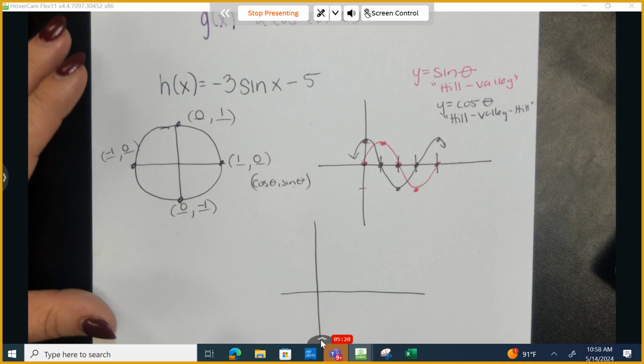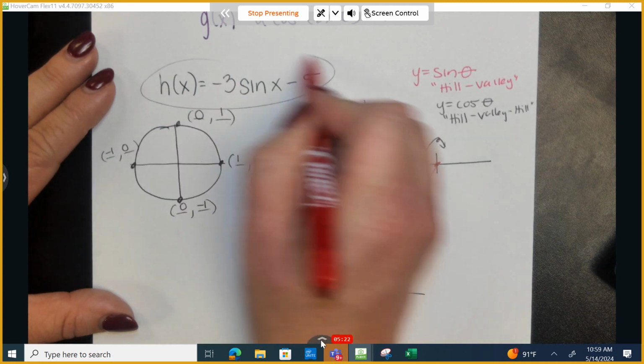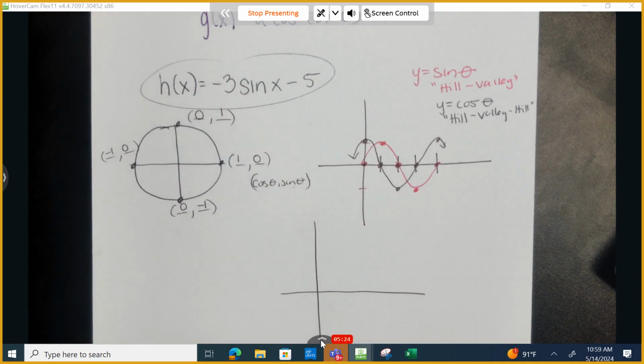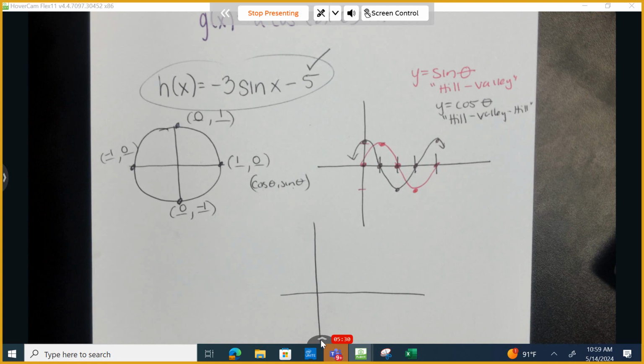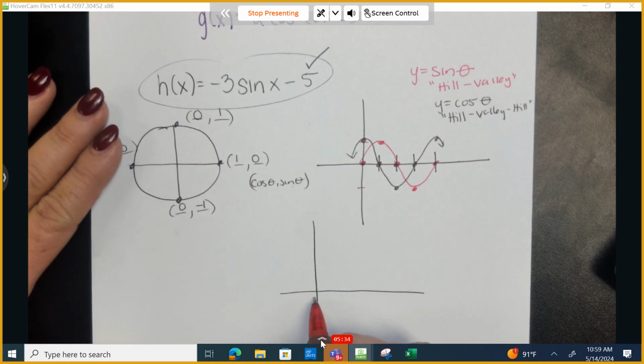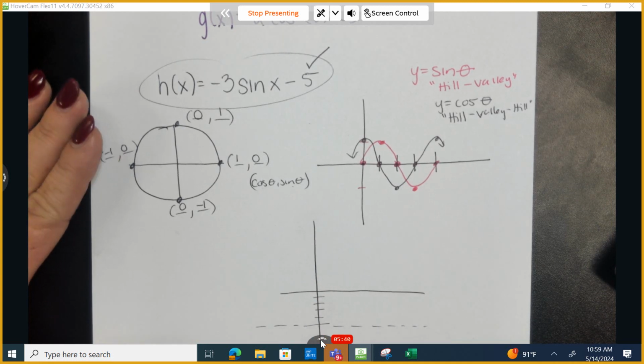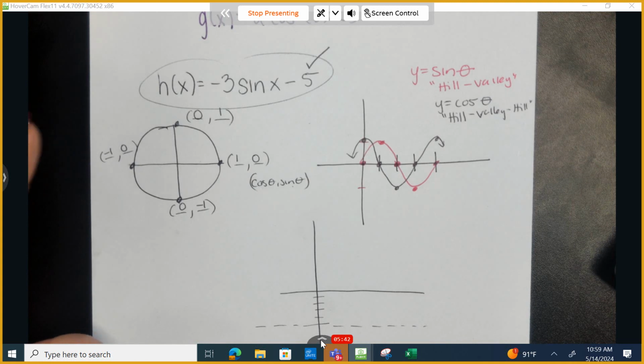Okay, I want us to start right now by asking ourselves, is there a vertical transformation? That means, do I need to shift this thing up or down? And the answer is yes. Whatever number is hanging out in back is going to tell us where we're going to shift it. Because it's a -5, I want to go from the origin, I want to go down 5. And then I'm going to make this dotted line. This is now my new horizontal axis.